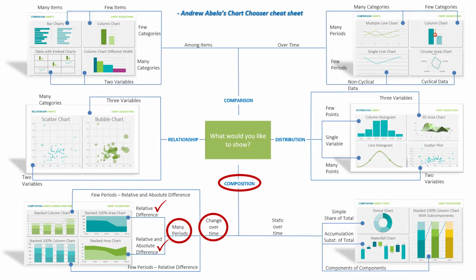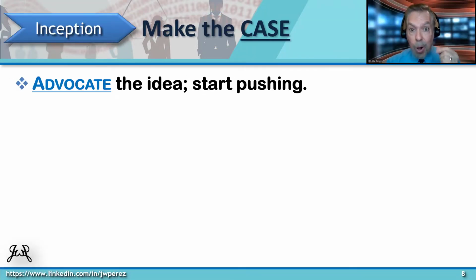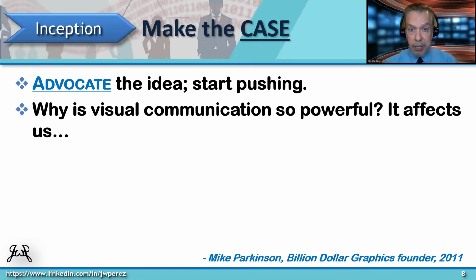Second stage is inception. Once the race has been started, here's where we need to make the case. Keyword is advocate. Make the case for expressing the concept visually. Folks, this is very powerful for a couple of reasons, according to Mike Parkinson, founder of Billion Dollar Graphics. He says we're affected in 2 ways, cognitively and emotionally.